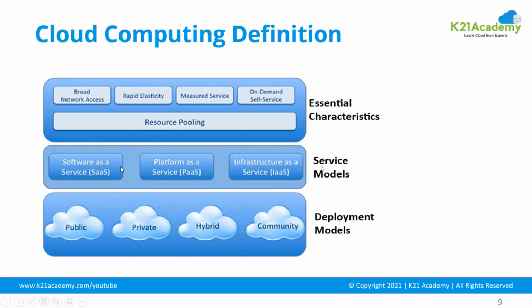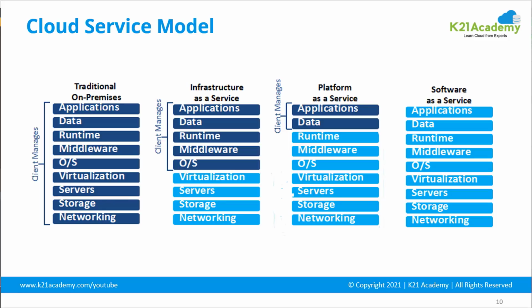There are three service models: software as a service, platform as a service, and infrastructure as a service. And you have four deployment models: public, private, hybrid, and a fourth one, which is community. Let's look at these service models. The service models are infrastructure as a service, which we also call IaaS, platform as a service, which is PaaS, and software as a service, which is SaaS.